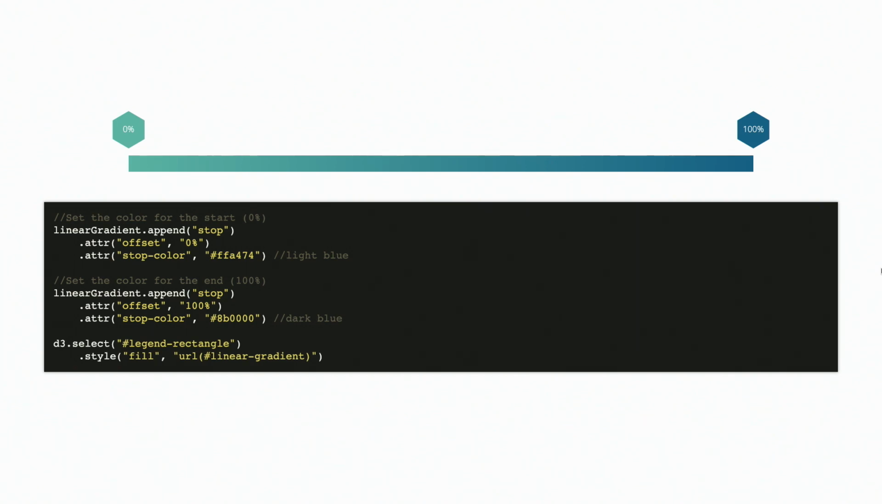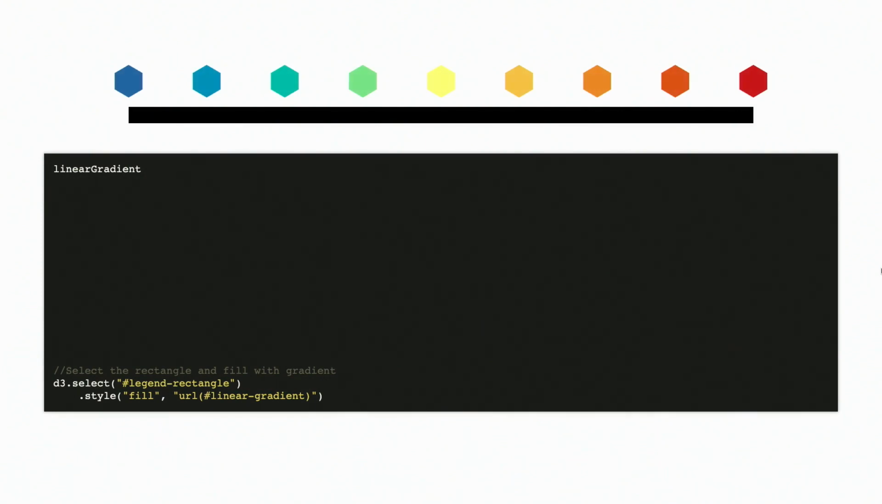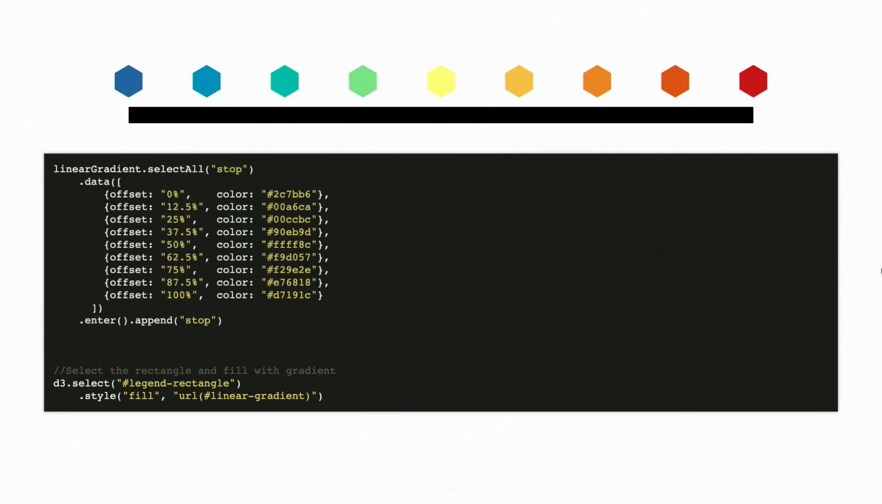Well, appending these stop elements can be quite tedious if you have a lot of colors in your gradient. And this is where D3's data step really comes in handy. So we go back to that linear gradient after setting its horizontal direction. But now I will append a data set containing all of the offsets and colors. And then using D3's data step, it will actually create a stop element for each of my data points, and it will append the data to each of those stop elements at the same time.